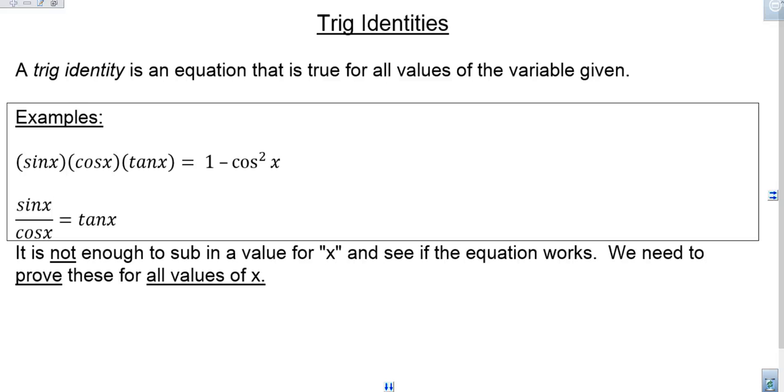Trig identities. A trig identity is an equation that is true for all values of the variable given. So I have here examples of two different trig identities. So what we're saying is that the left side would be equal to the right side for all values of x. Now you may have seen equations like this before if you did all your homework, big if.